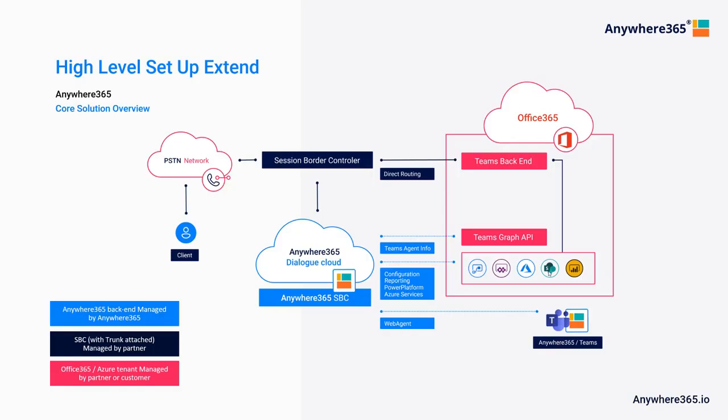The way we select an agent for a call route is using two sources of information. We'll use the configuration stored in SharePoint inside the customer's tenant, which we will poll. We will also request their presence from Teams using the Graph API. Once an agent is selected for call routing, we'll route the call to them using direct routing, and we'll also surface information in the agent desktop using the Anywhere365 web agent.